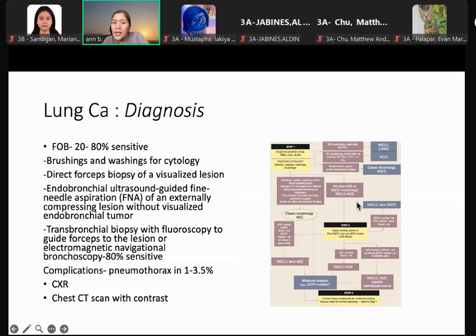This is the guided workup or diagnostic: we have here step 1, and proceed with step 2 and step 3 in working up patients with diagnosed non-small cell lung cancer, or even the large cell cancer and the SCLC. If you have these kinds of patients, you need to do step 1. If positive for biopsy, then proceed with step 2, then step 3.